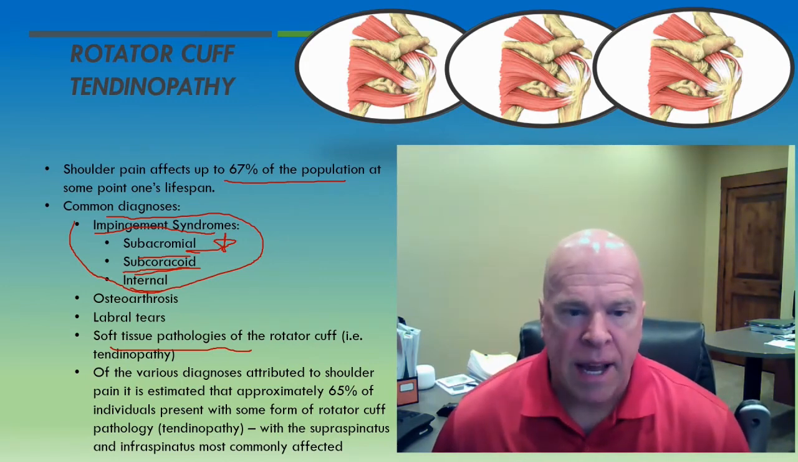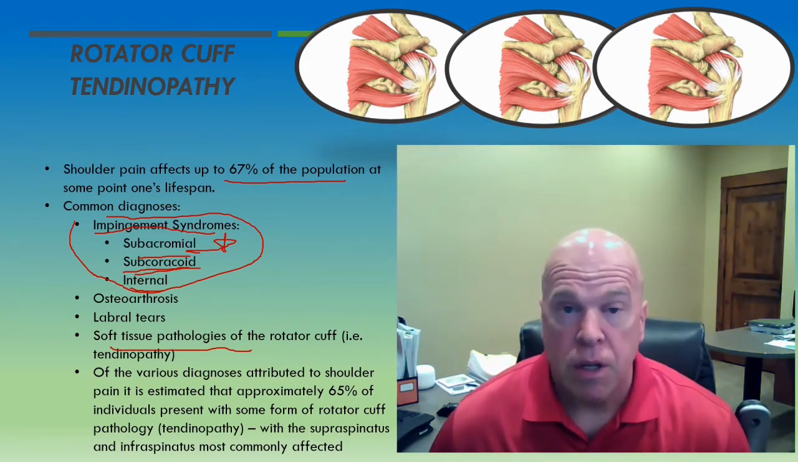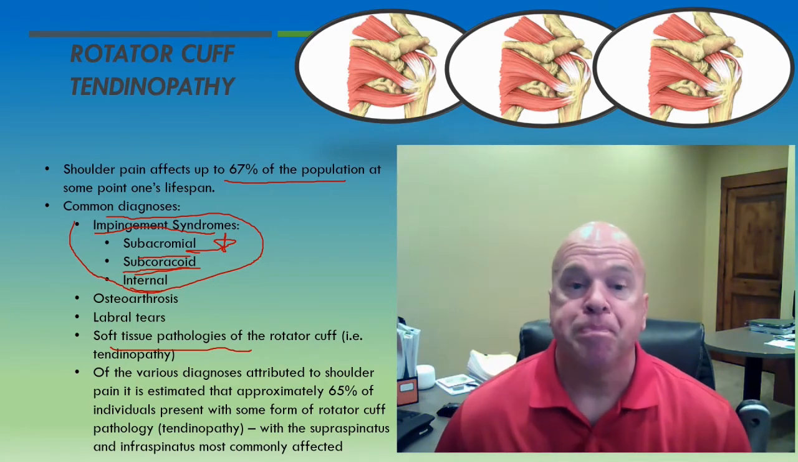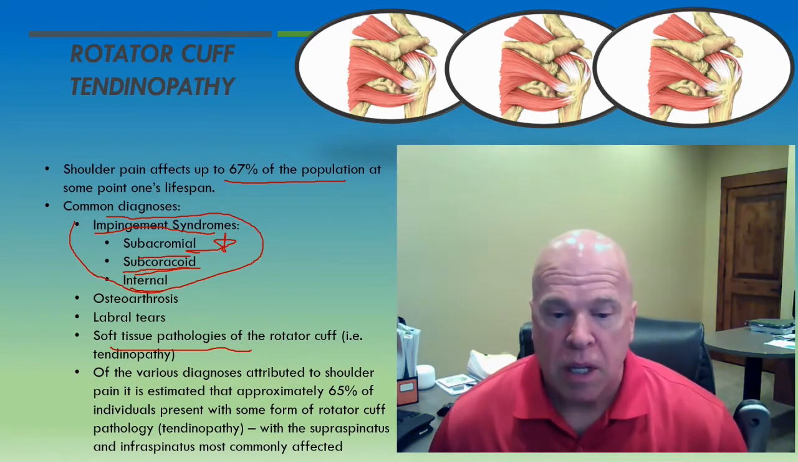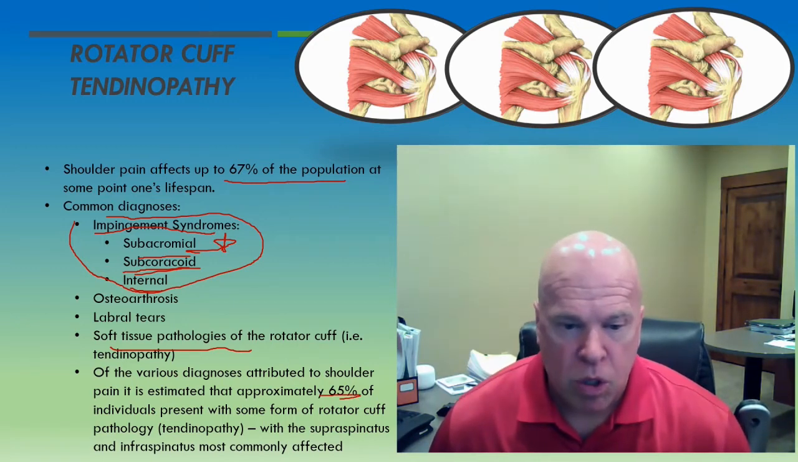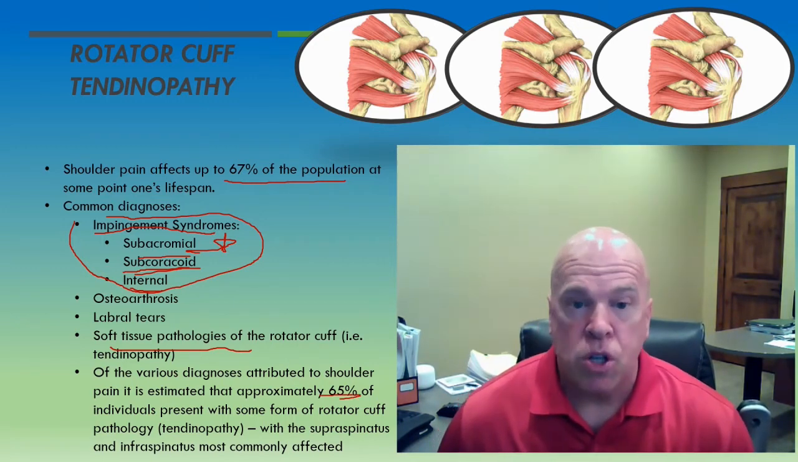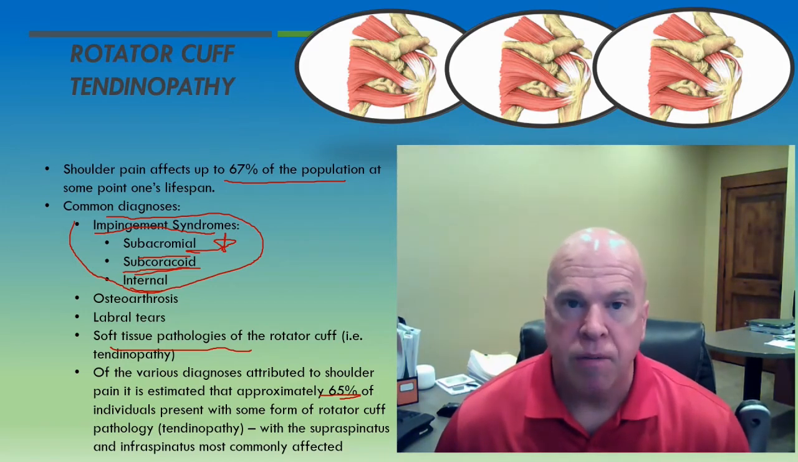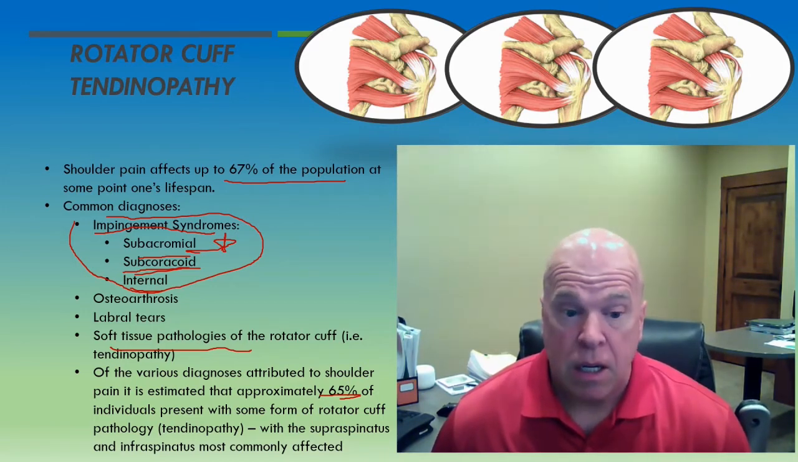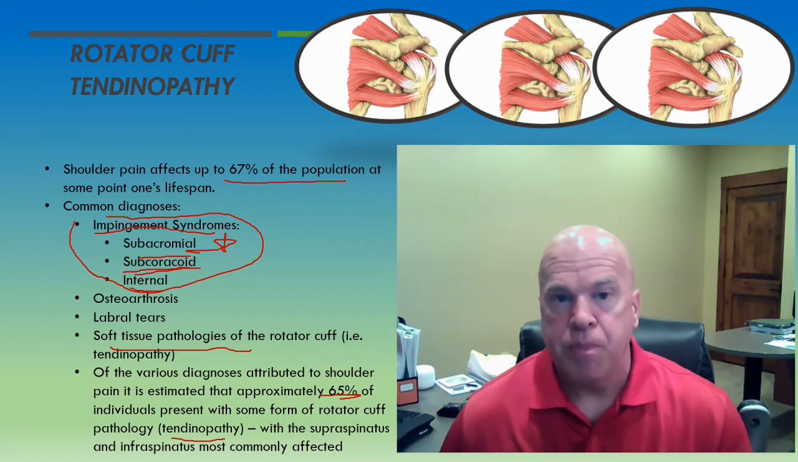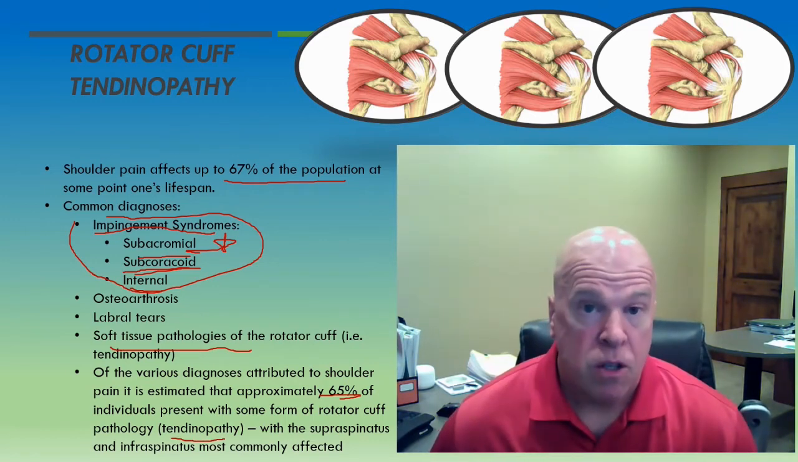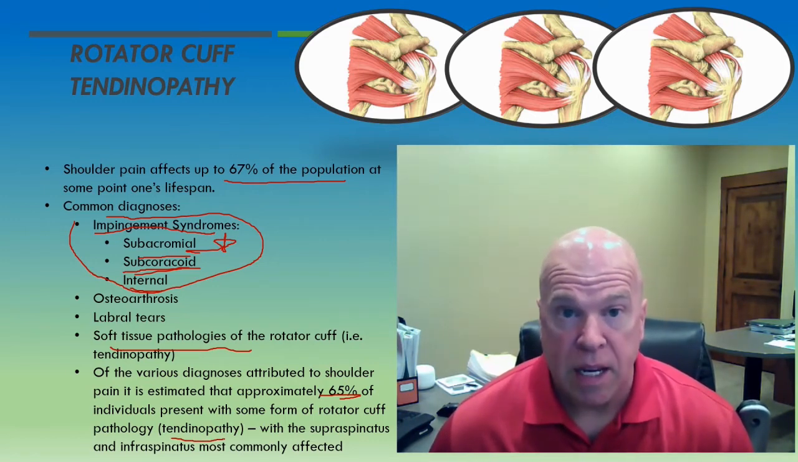And of all the diagnoses that we're going to encounter in the industrial setting, approximately two-thirds, 65% of individuals, will present with some sort of rotator cuff pathology in the form of tendinopathy, most commonly affecting the supraspinatus and the infraspinatus tendons.